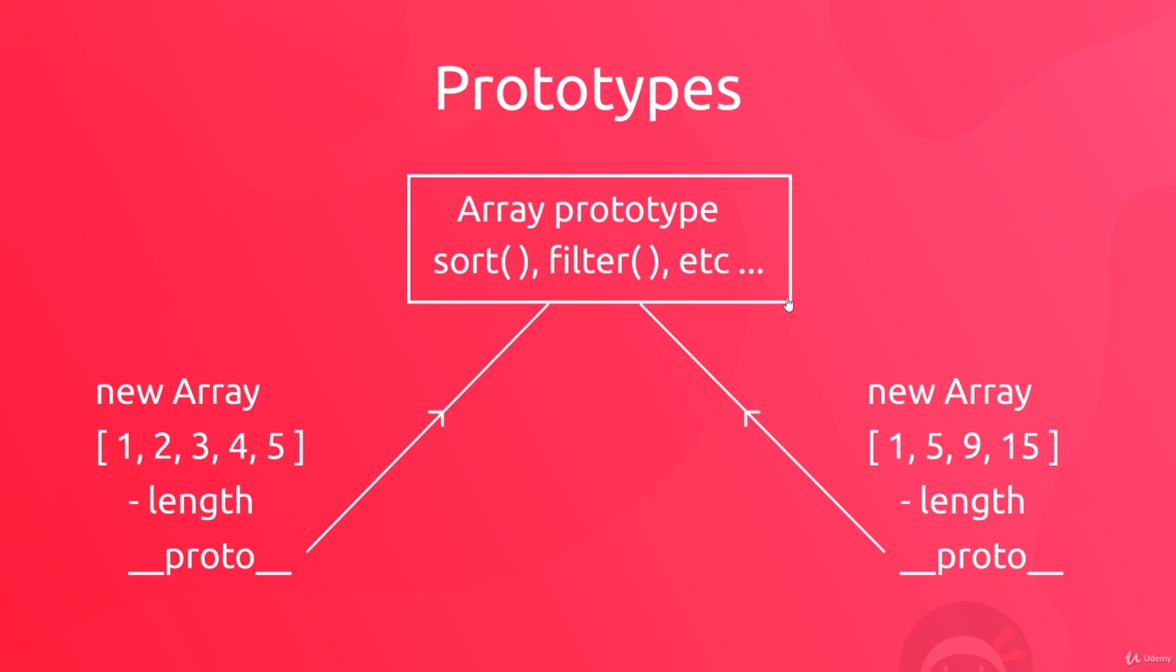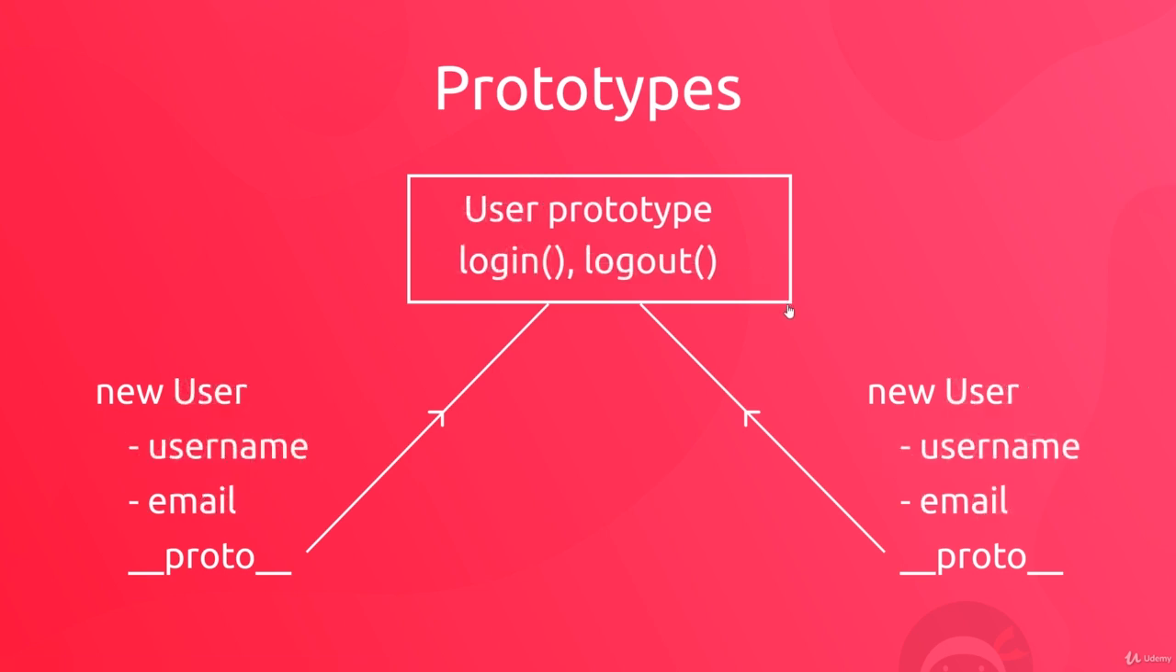Now the same is true for our own objects, like user objects. The user properties will be stored directly on the user objects when we create them, things like the username and the email. But the user object will also have a user prototype, and we want to be able to store all of our methods available to every user on this user prototype, so that the __proto__ property of each user that we create points to this user prototype and has access to all of the methods on there.